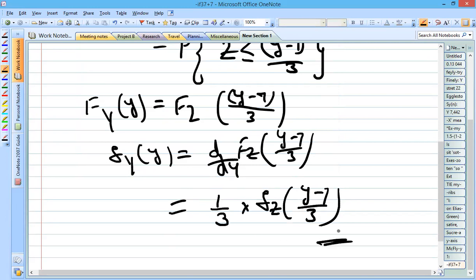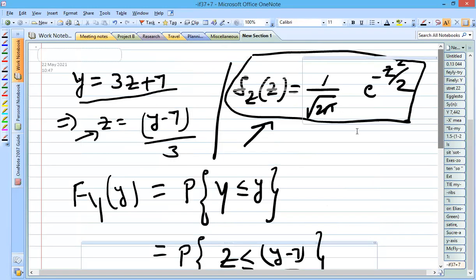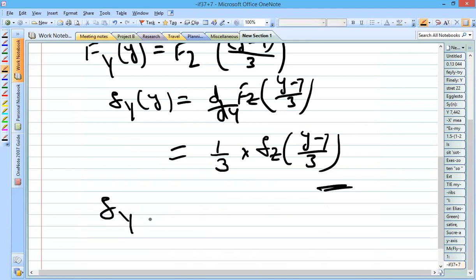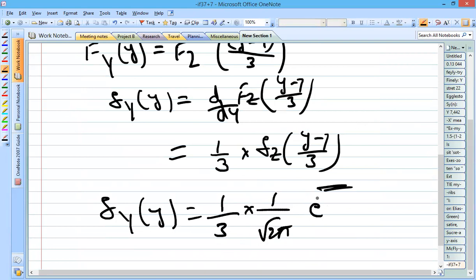Now it has to be expressed in terms of the Gaussian PDF form. As I showed, fz of z is given by 1 by root 2 pi e to the power minus z square by 2. Using this form, we rewrite the equation for the PDF fY of y as 1 by 3 times 1 by root 2 pi e to the power minus z square by 2, where z square is nothing but (y minus 7) whole square divided by 3 square.